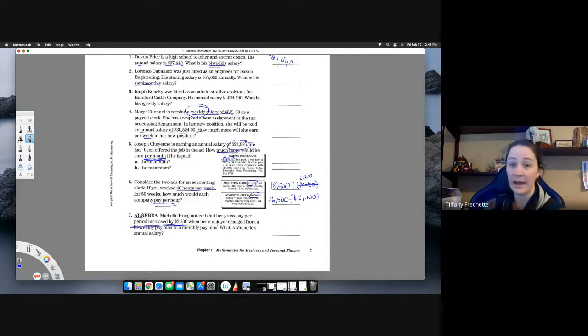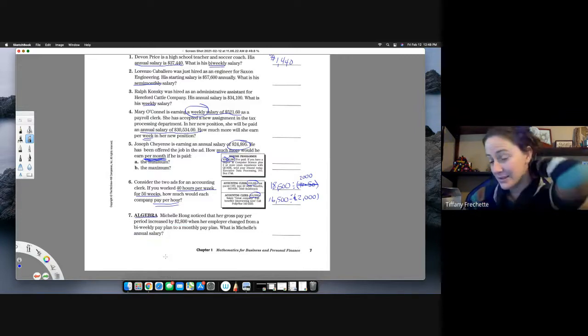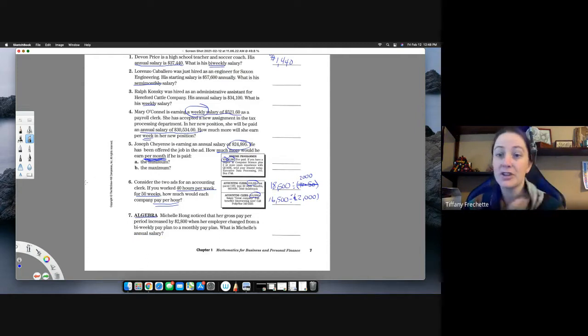We really don't have a whole lot of information here, but believe it or not, we have enough information to figure out what her annual salary is. We can do this just by knowing how much her salary went up by changing the pay period.